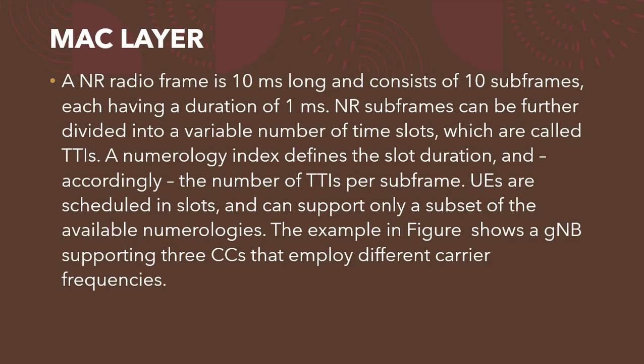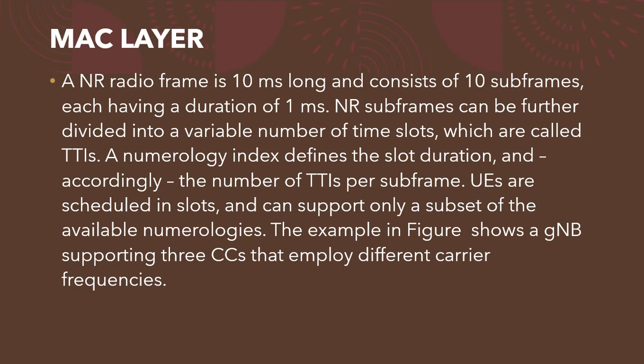Now, after RLC, we have the MAC layer. In the MAC layer, the NR radio frame is 10 milliseconds long and consists of 10 subframes, each having a duration of 1 millisecond. NR subframes can be further divided into a variable number of time slots, which are called TTIs. A numerology index defines the slot durations, and accordingly, the number of TTIs per subframe. UEs are scheduled in the slots and can support only a subset of available numerologies.